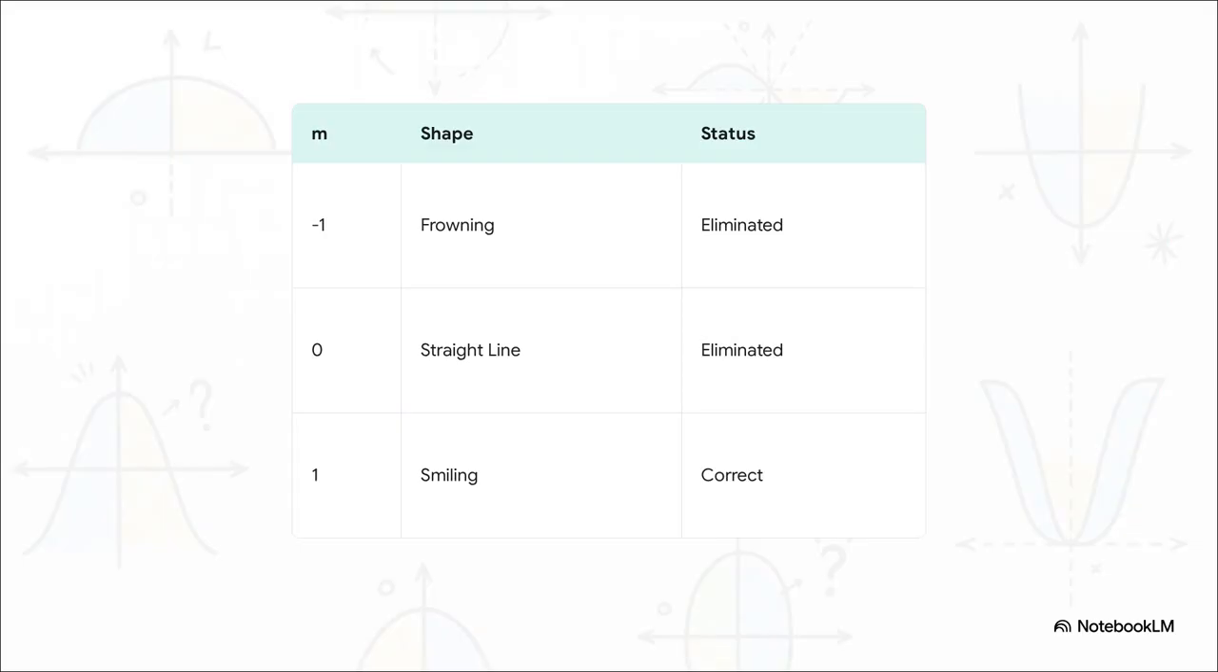The source text actually hands us a massive clue. It explicitly states that m is an integer between negative 2 and positive 2. Okay, so what integers strictly exist in that gap? Just 3. Negative 1, 0, and positive 1.